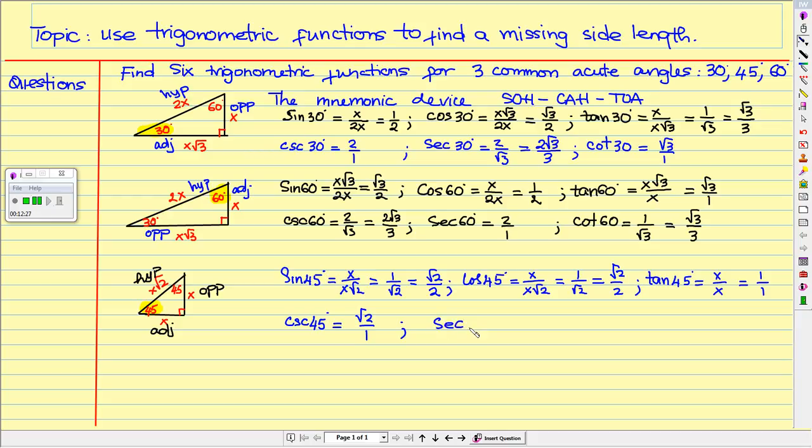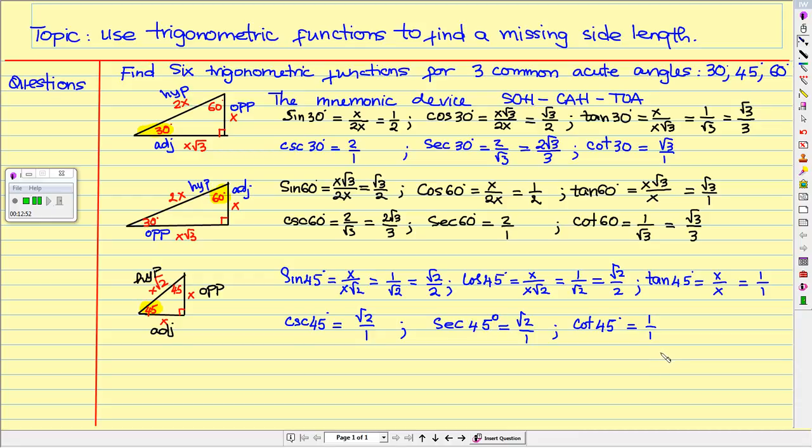Next one, I want to do the reciprocal of cosine, which is secant. So secant of 45 degrees. Again, we are going to flip the fraction, so square root of 2 over 1. And lastly, the reciprocal function of tangent will be cotangent. So cotangent of 45 degrees. Here we have 1 over 1, which flipped is still 1 over 1.